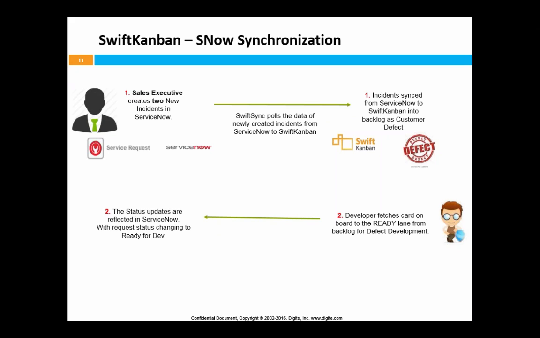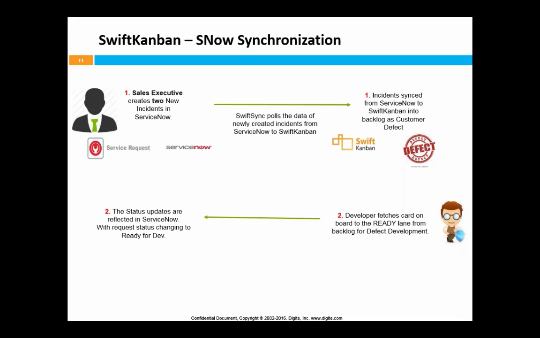What we are showing over here is that the customer and the sales executives are using the ServiceNow system, and SwiftKanban is being used for product development. So all the incidents which are logged in ServiceNow and get approved are flowing into SwiftKanban. Inside SwiftKanban, the actual development is taking place. So the new defects which are logged in SwiftKanban readily show up on the board.